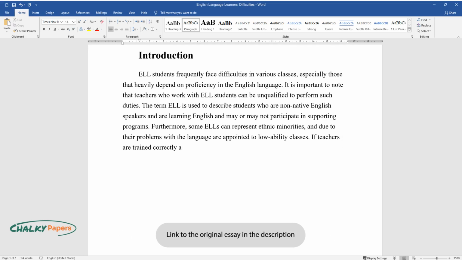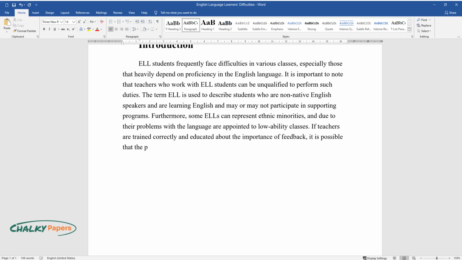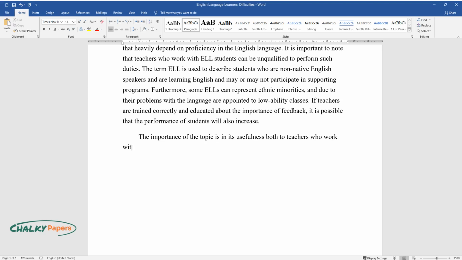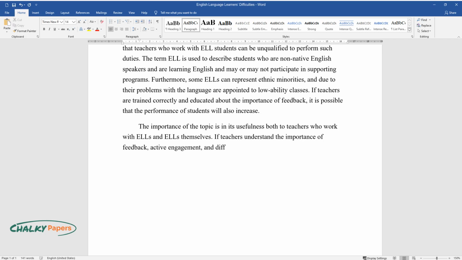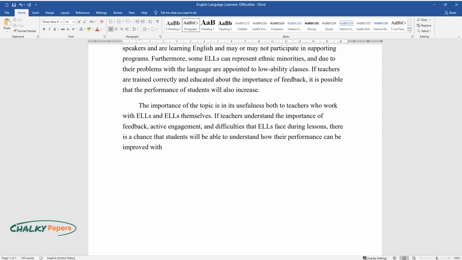If teachers are trained correctly and educated about the importance of feedback, it is possible that the performance of students will also increase. The importance of the topic is in its usefulness both to teachers who work with ELLs and ELLs themselves. If teachers understand the importance of feedback, active engagement, and difficulties that ELLs face during lessons, there is a chance that students will be able to understand how their performance can be improved with the teacher's support.